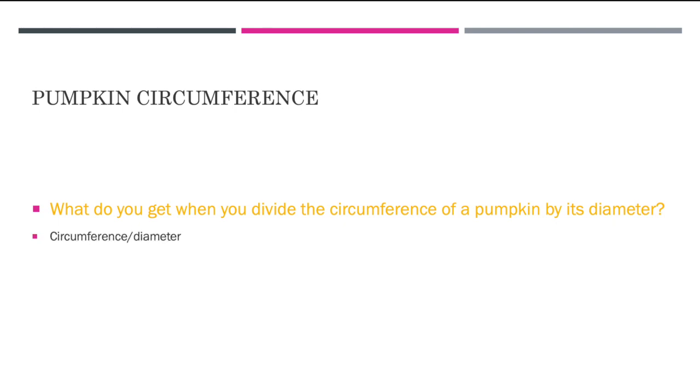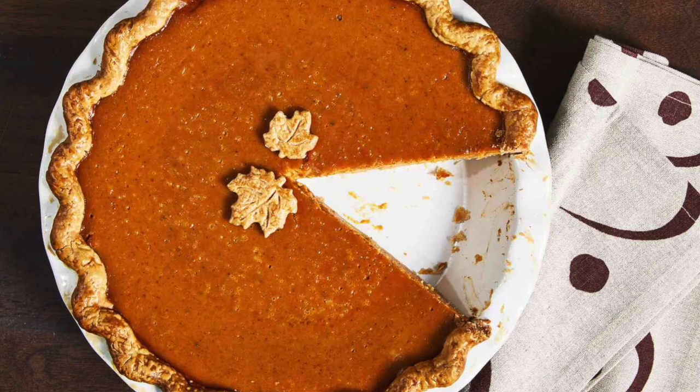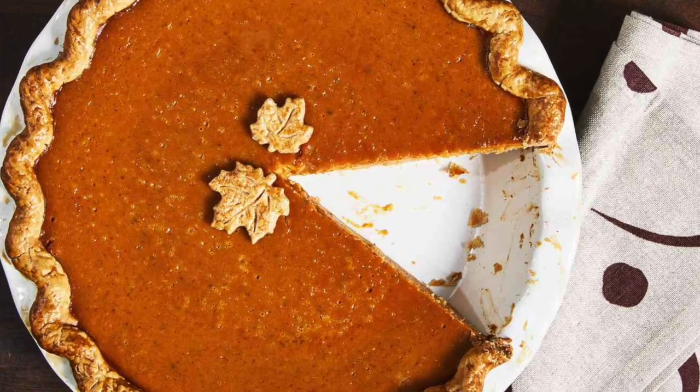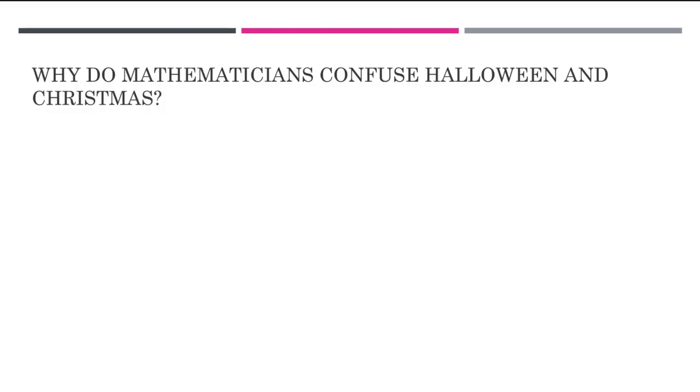As you might remember, circumference divided by diameter equals pi, because pi times diameter is the circumference of a circle, the circle in this case being the pumpkin. So what do you get when you divide the circumference of a pumpkin by its diameter? Well, you don't just get pi, you get pumpkin pie. Nerdy math joke. Now, back to the topic of the video, which is why do mathematicians confuse Halloween and Christmas?